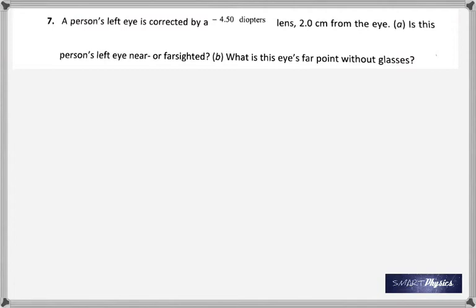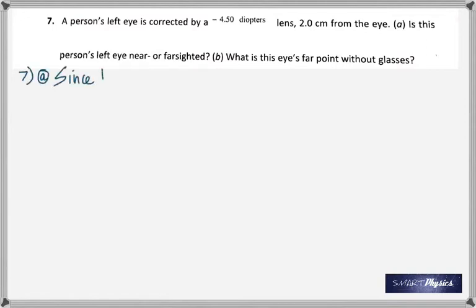Now this person's left eye is corrected by a minus 4.5 diopter lens, so that's a diverging lens. That means he has short sight, and 2 centimeter from the eye is where his lens is kept. Is this person's left eye near or far sighted? Near sighted. What is this eye's far point without glasses? Which means how far away can he see without glasses? All right.